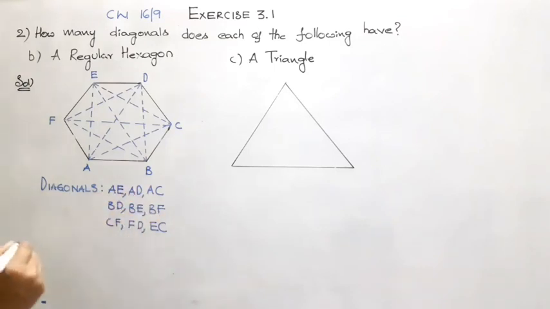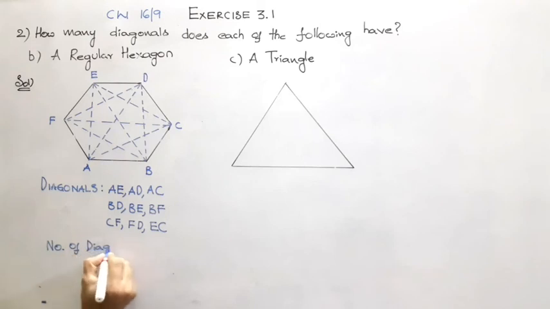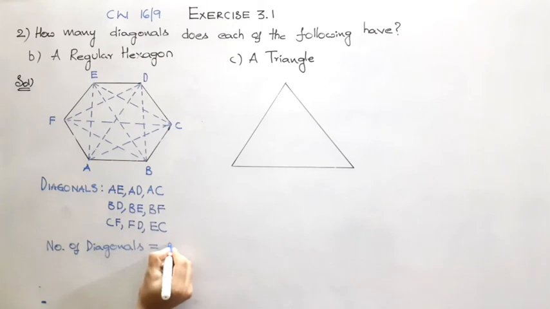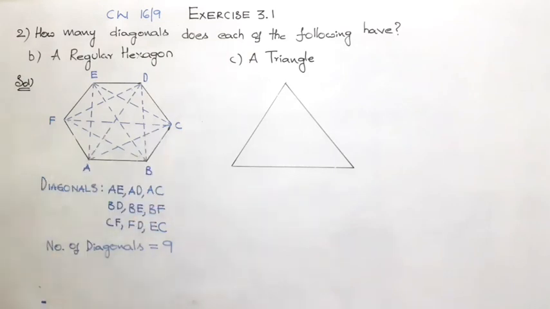Therefore, the number of diagonals for the regular hexagon is equal to 9. Hope you are quite clear with this, children. Now let us move to the next one, a triangle.